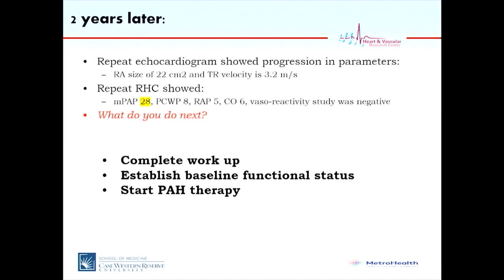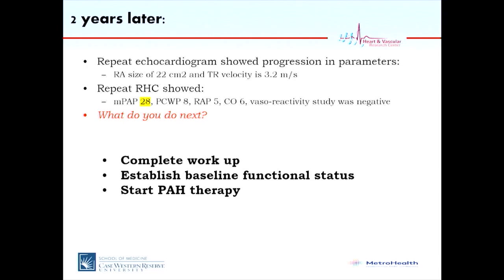So right heart cath is done, and this is the same patient. Now we have a mean PA pressure of 28 with a wedge pressure of 8, which reflects that this is a pre-capillary vascular disease. So this is a patient with early stage pulmonary arterial hypertension caught early on, before the right ventricle has shown any signs of dysfunction or failure. So this is where we like to meet those patients.